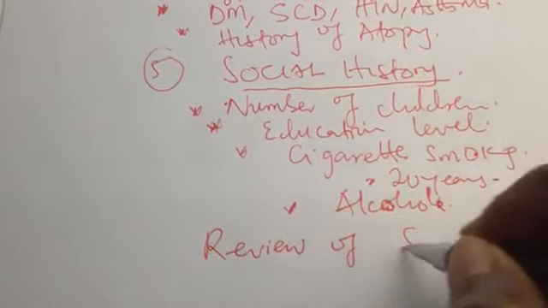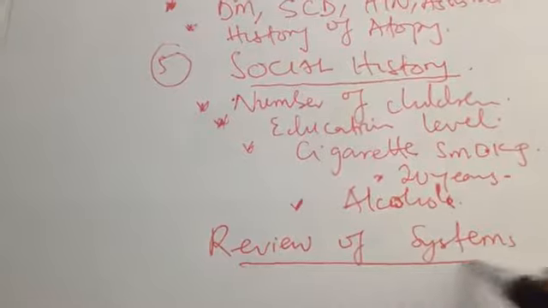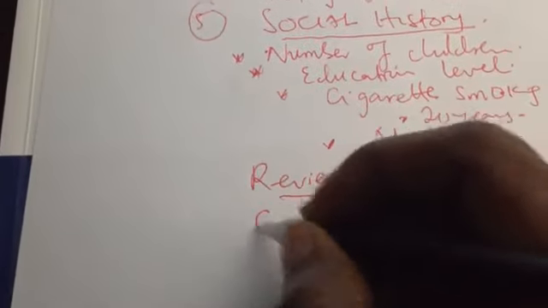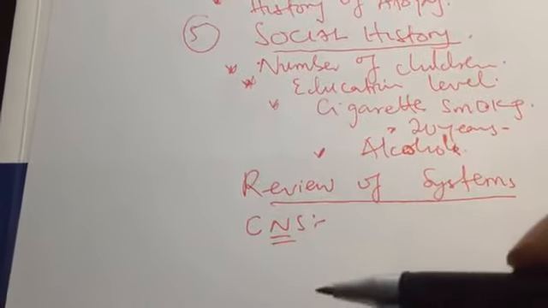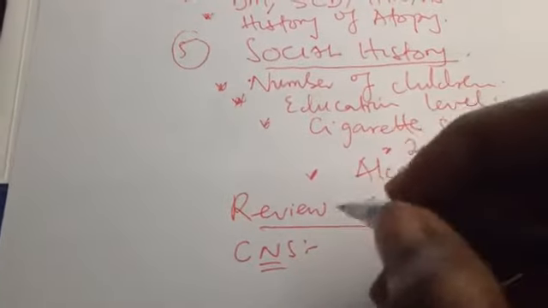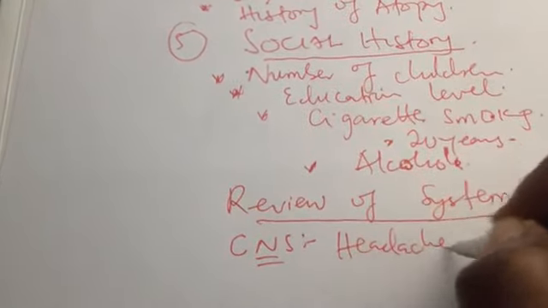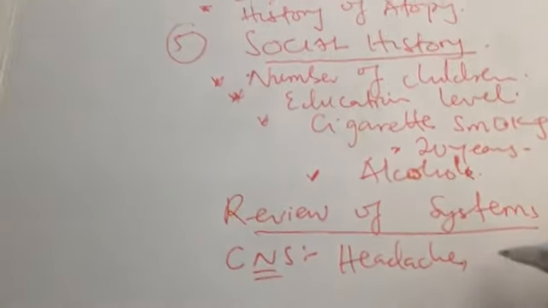Review of systems. So you have to start from the central nervous system. You have to ask him the symptoms that are related to other systems. For example, in the CNS, you have to ask him about headache. Are you having headache? If he says no or yes, then document it.